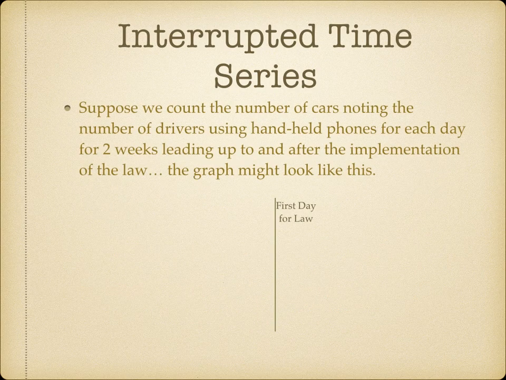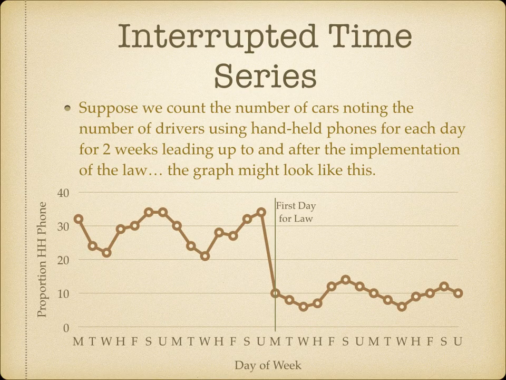And so suppose we count the number of cars, noting the number of drivers using handheld cell phones for each day of 2 weeks leading up to and after implementation of the law. And therefore, with the 2 weeks before and 2 weeks after, the graph might look like this: the proportion of handheld phone users. And you see I have days of the week running along the x-axis: Monday, Tuesday, Wednesday, Thursday, Friday, Saturday, Sunday, and repeating. And I'm imagining the law comes into effect on a Monday. That's not a guarantee, obviously, but for purposes of this imagined study, there you go.